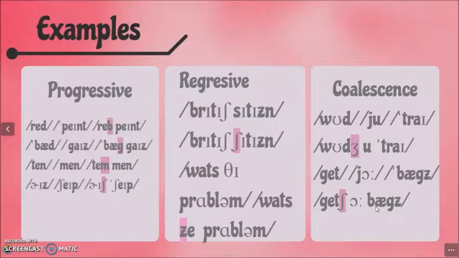Remember that this is a phenomenon which occurs when you are fluently talking.